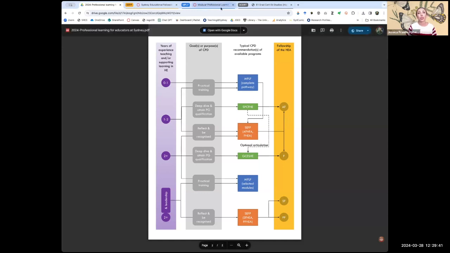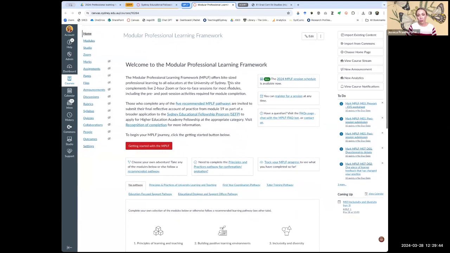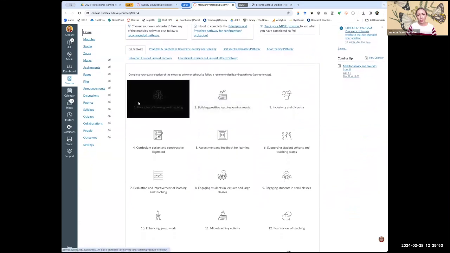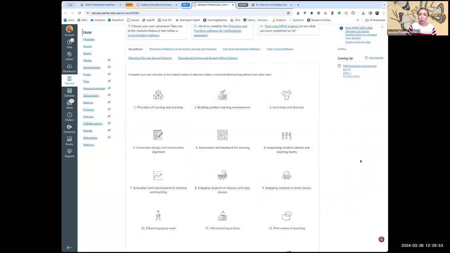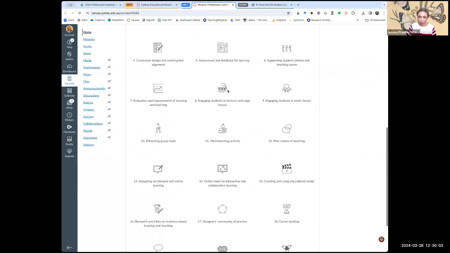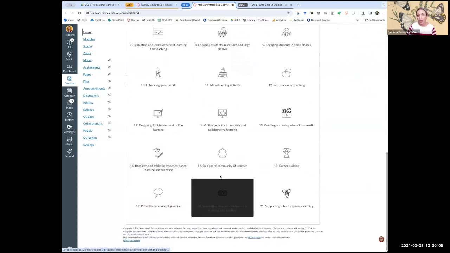I'll quickly show you what our modular professional learning framework looks like. Basically each pathway is completed by 12 different modules, and there are different combinations of modules, including an educational designer and support officer pathway. But with the exception of a particular module, I think module 17, the educational designer community of practice, which you can see just above the little black box there, most of the other sessions have mixed groups of staff from different levels and perspectives, all sharing their practice and engaging in CPD together.